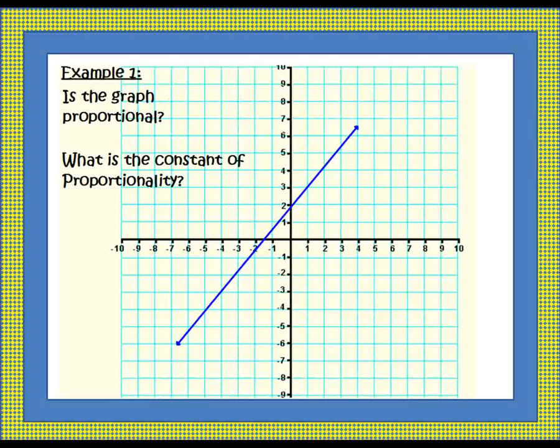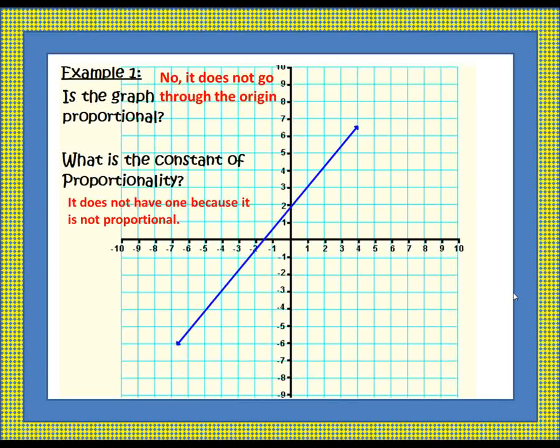Right here, it didn't follow the first one, so no, it is not proportional. It doesn't go through the origin. So there's no constant of proportionality because it's not proportional. Constant means ongoing.